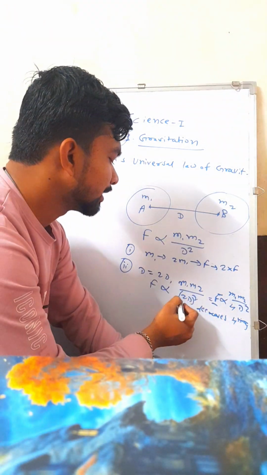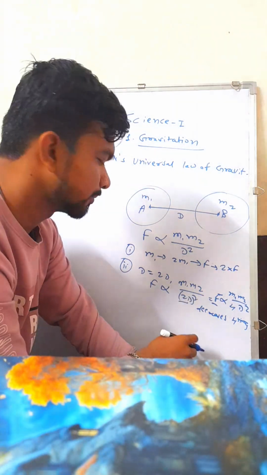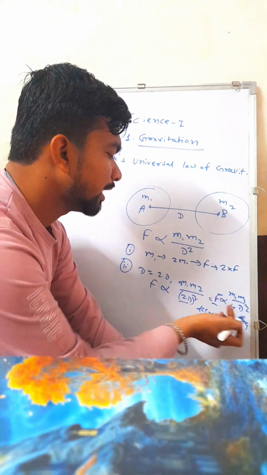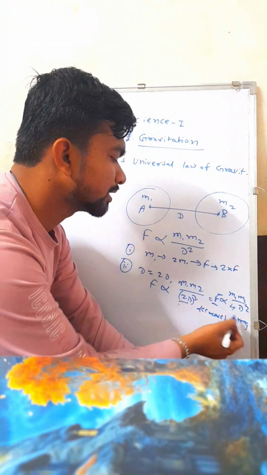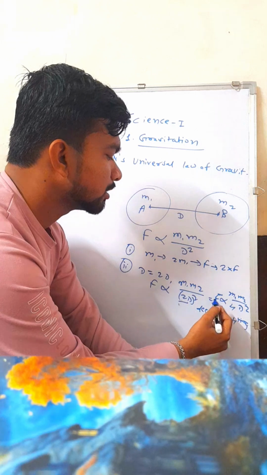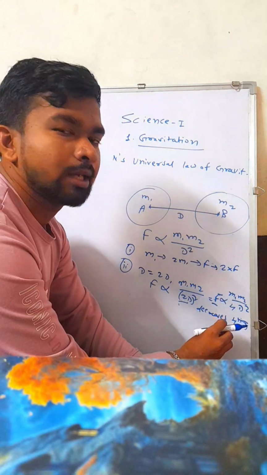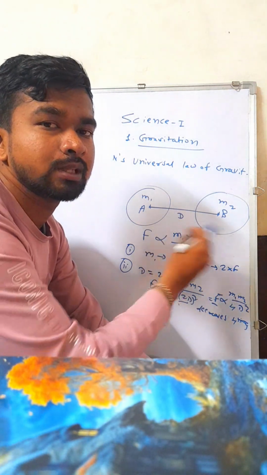We can take the distance to be triple, that is thrice the original distance. Then the force becomes 9 times less. Why? Because the square of 2 is 4 and the square of 3 is 9. So the force is 4 times or 9 times less than the original force if we double or triple the distance between the objects.